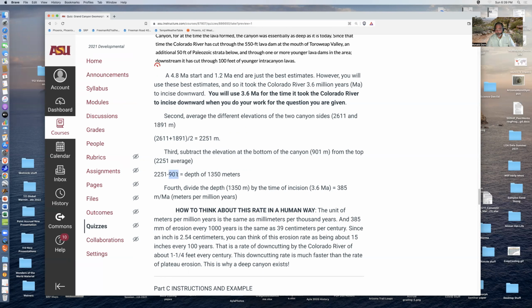Then you have a depth of the Grand Canyon. So you take the rim elevation minus the river elevation at 901 meters, and the depth is 1350 meters. So you take the depth and you divide it by the given 3.6 million years for the canyon to reach its size, and that's a rate of 385 meters per million years.